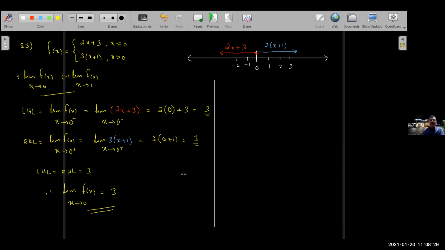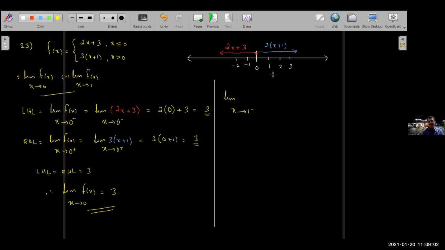Now the second bit. Second bit is to evaluate limit x tends to 1 f(x). So limit x tends to 1 minus. What is limit x tends to 1 minus? Yes, tell me. Left hand side, 1 minus 1. What is it? 2x plus 3 limit.